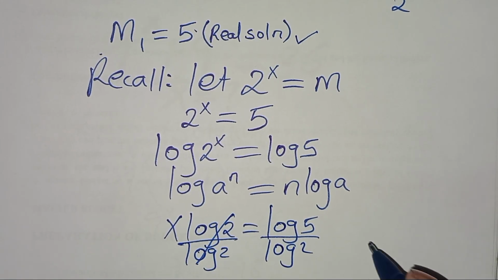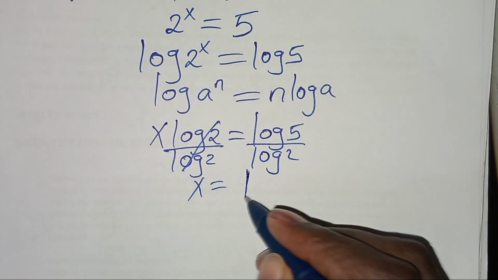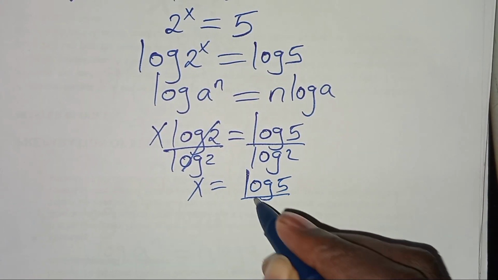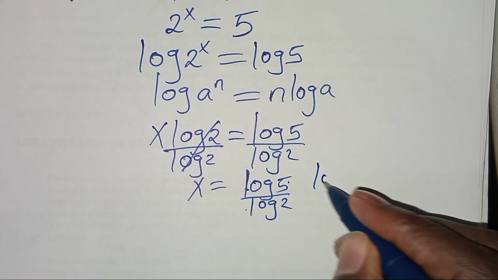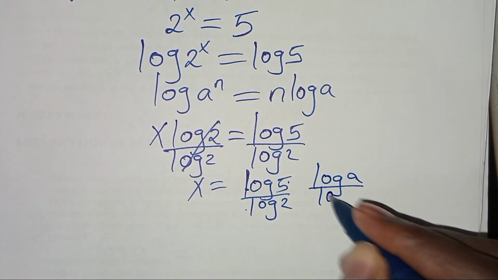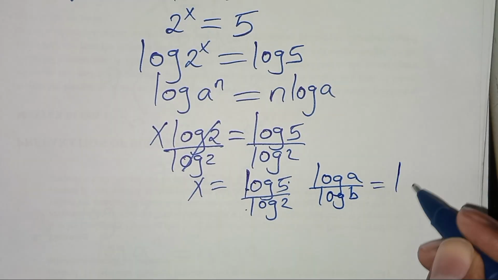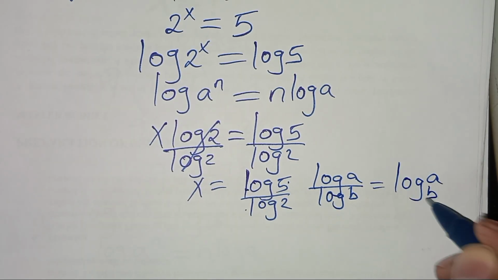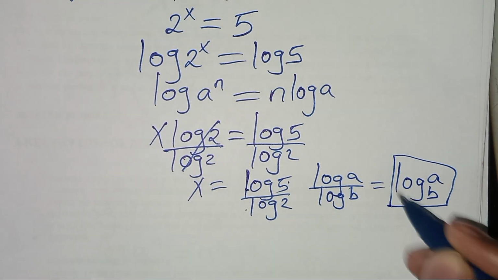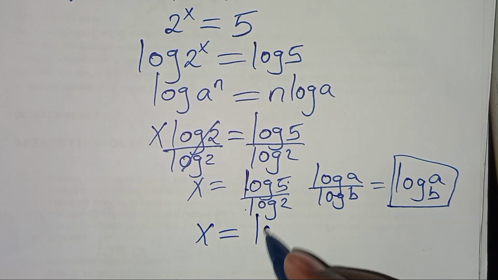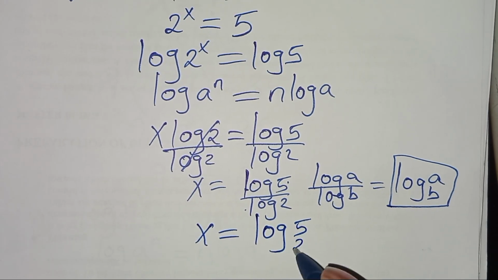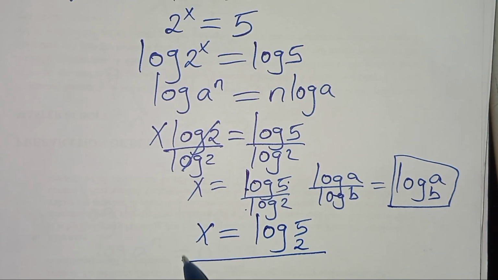So we divide both sides by log 2. So that x is equal to log 5 divided by log 2. But log 5 divided by log 2 is in the form of log a divided by log b, which we can express as log a to base b. Now let's apply this property so that x is equal to log 5 to base 2. Now this is the value of x.